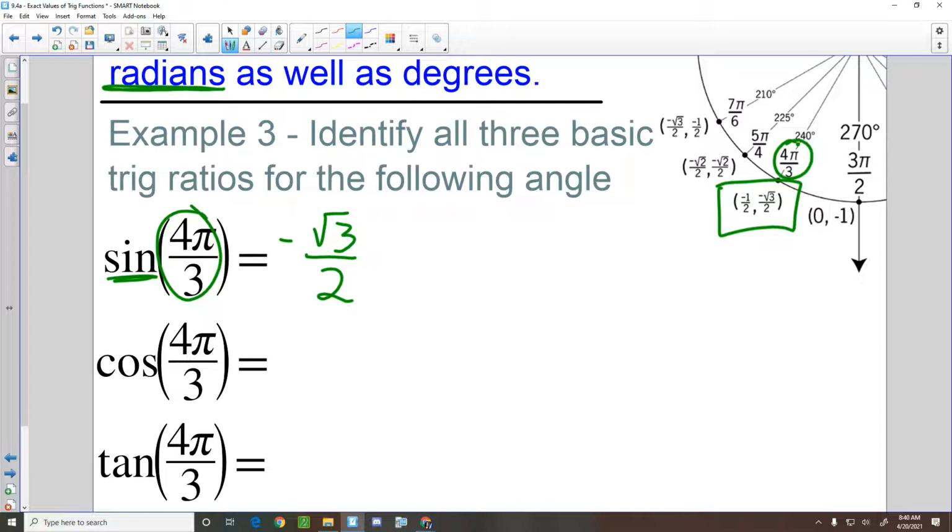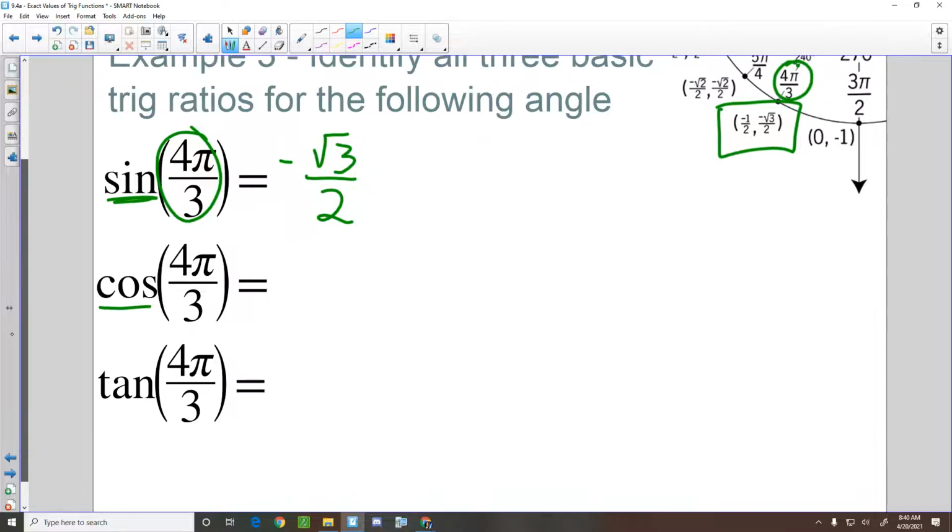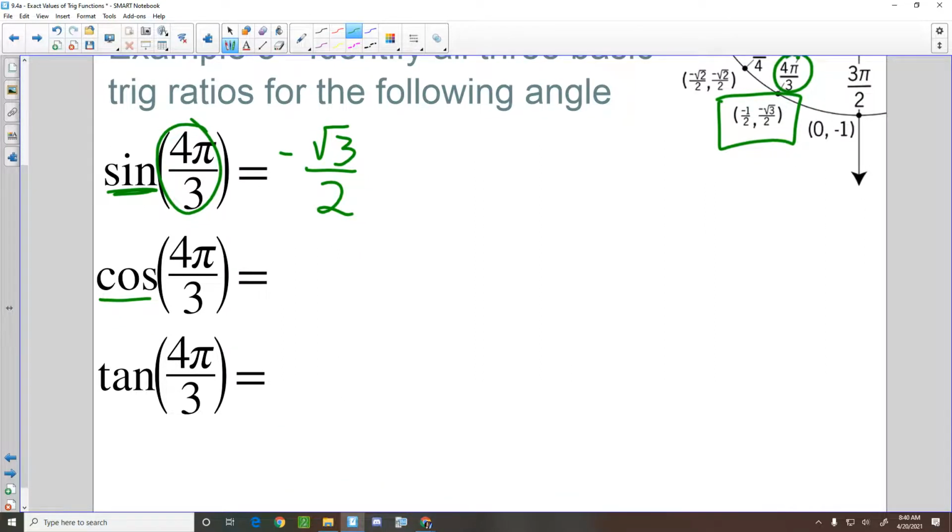The cosine at 4 pi over 3, that's just the x coordinate, right? Cosine means x because it comes earlier alphabetically. So let's look at the x coordinate. Well, that's just negative 1/2.